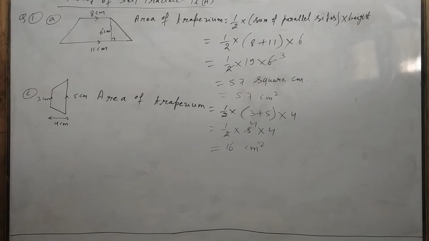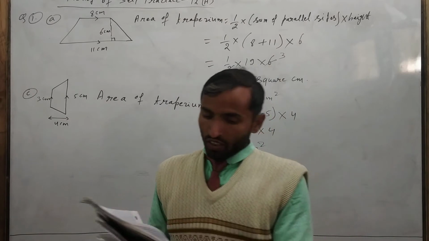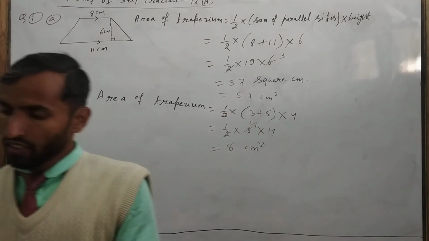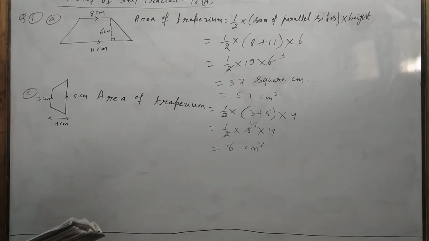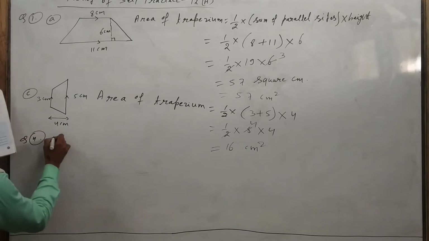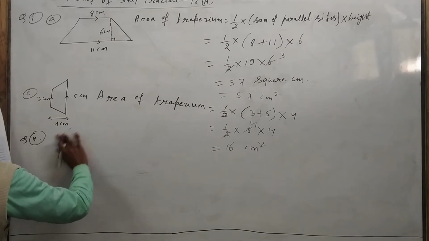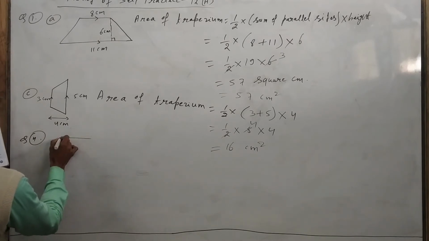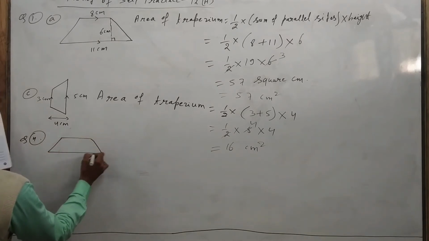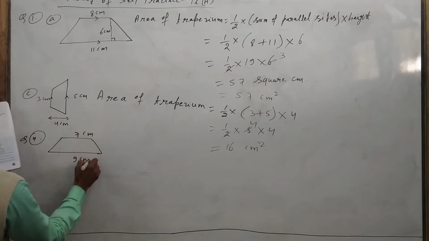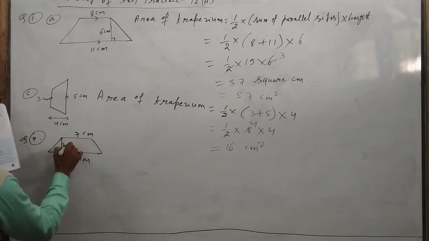Now we will do question number second. In question number second, just read the question. The parallel sides of a trapezium are 9 and 7 and its area is given; its altitude, meaning we have to find its height. So in this question, area is given and parallel sides are given. So just you see, I will draw here. This one is the trapezium and here the parallel sides are given. This one is 7 centimeter and this one is 9 centimeter. And we have to find this one, h, height.